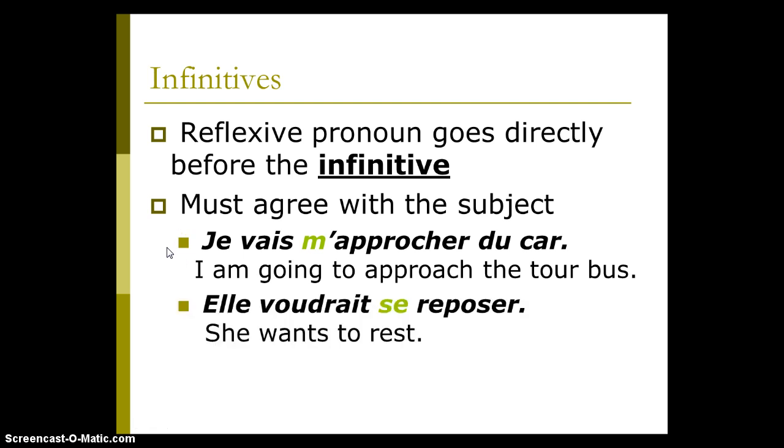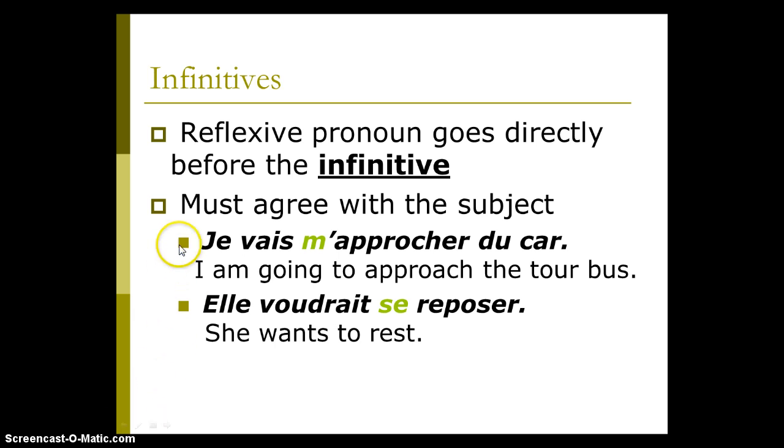Now here's another example. Elle voudrait se reposer. She would like to rest. She wants to rest. My reflexive pronoun is right here in front of the reflexive verb, but it matches the subject. It's important to think about what are situations where I would have an infinitive.